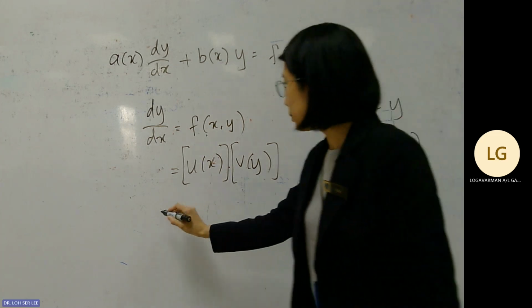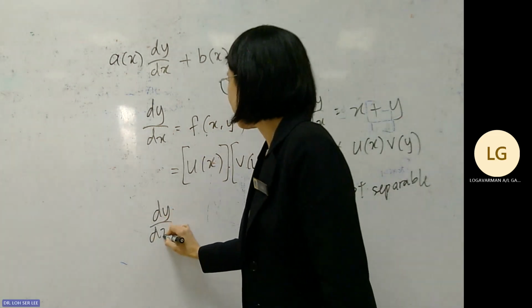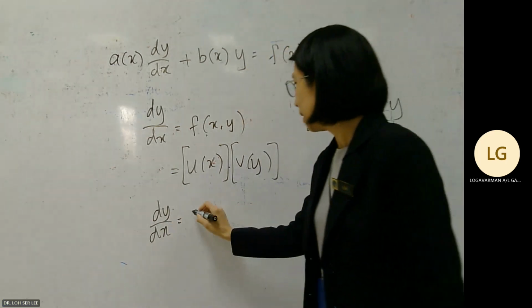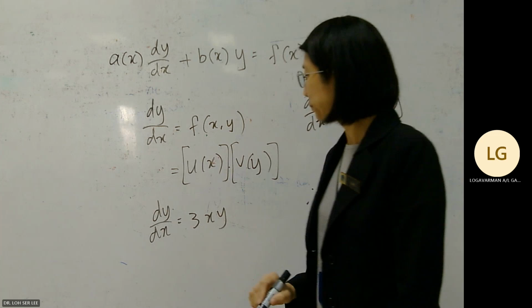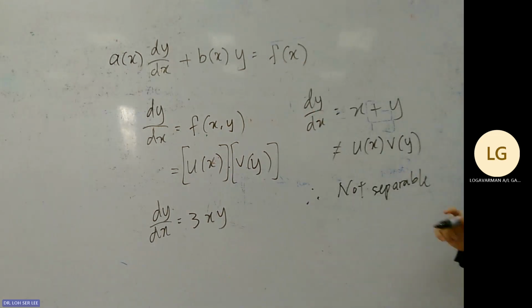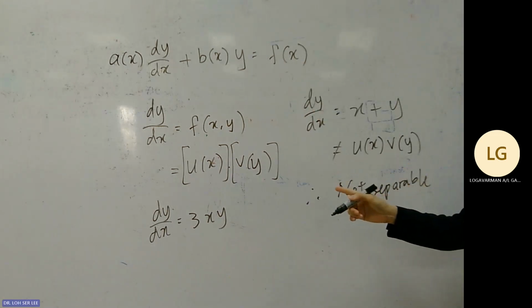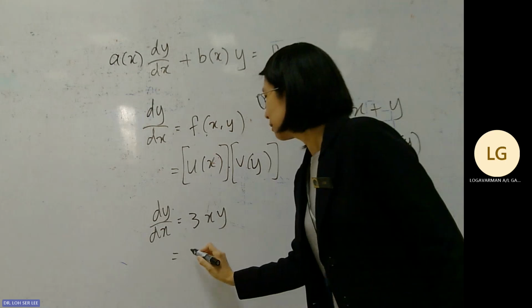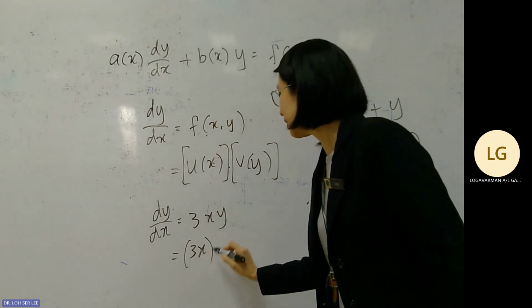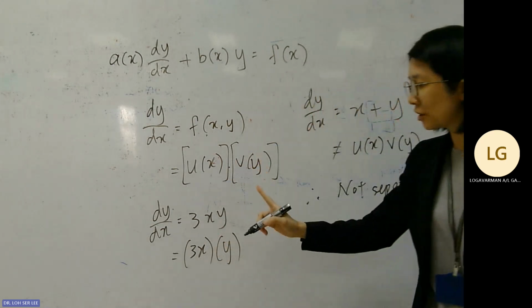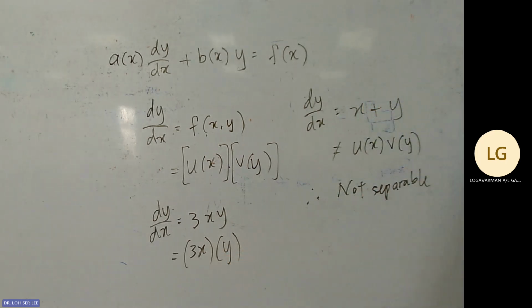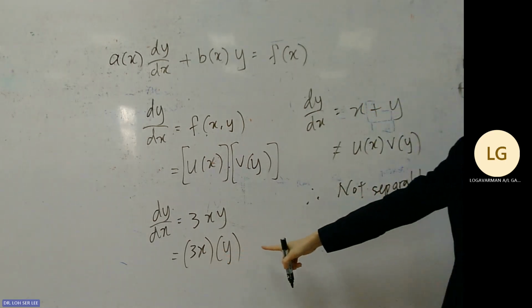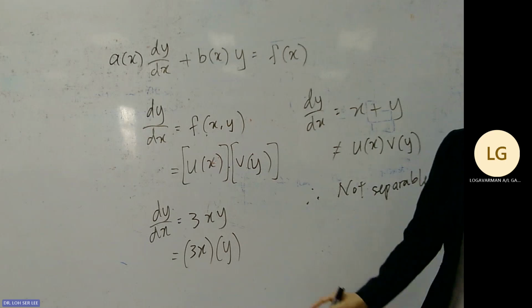Now I give another example. Let's say dy dx is 3xy. Is it separable? Yes, because you can have 3x times y. That means a function in x only multiplied by another function in y only. So this is separable.